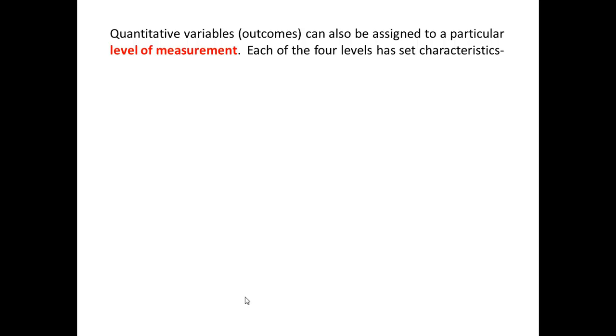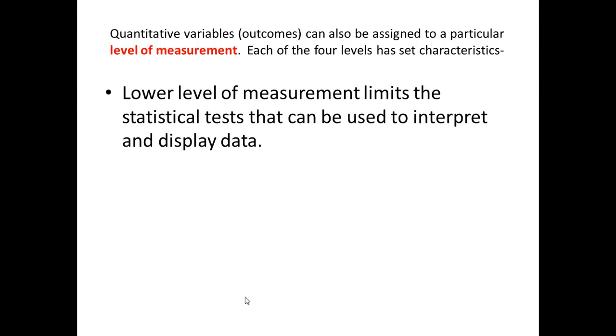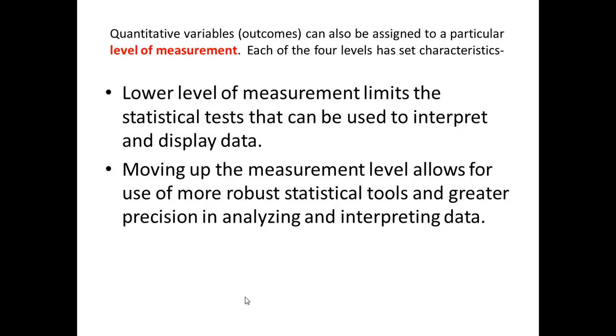Quantitative variables or outcomes can also be assigned to a particular level of measurement. This is a very important slide. Each of the 4 levels of measurement has set characteristics. Lower level of measurement limits the statistical tests that can be used to interpret and display the data. So whenever possible, use the highest level of measurement. Moving up the measurement level allows for use of more robust statistical tools and greater precision in analyzing and interpreting your data.